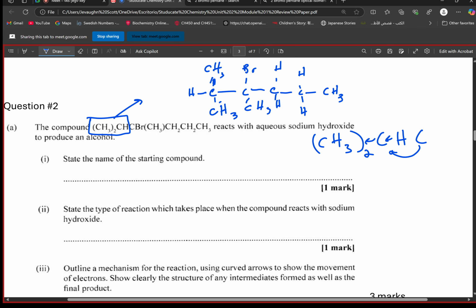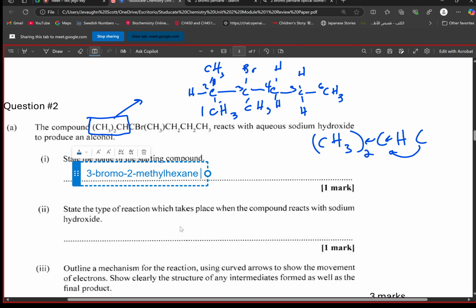So name the compound. You guys should be able to name that compound and state the type of reaction which takes place when the compound reacts with sodium hydroxide. Do you guys understand what's happening here? What's the name of the compound? We have 1, 2, 3, 4, 5, 6. Right, we end up with a compound called 3-bromo, 2-methyl, hexane.